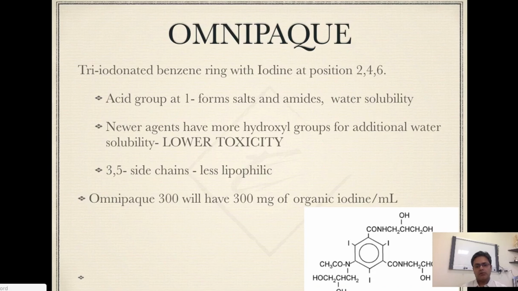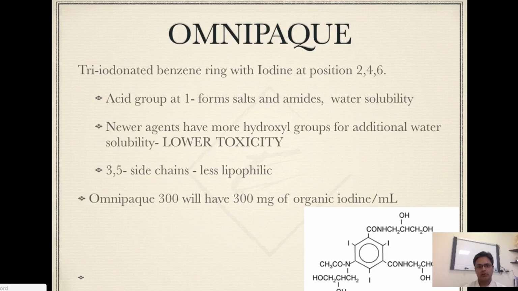There is an acid group in position 1, which forms amides and salts and influences the water solubility. At positions 3 and 5, there are basically the side chains which make it less lipid soluble and hence reduce the chances of complications. Now, as we discussed before, Omnipaque comes in different forms or strengths, such as 140, 180, 240, 300, and 350.